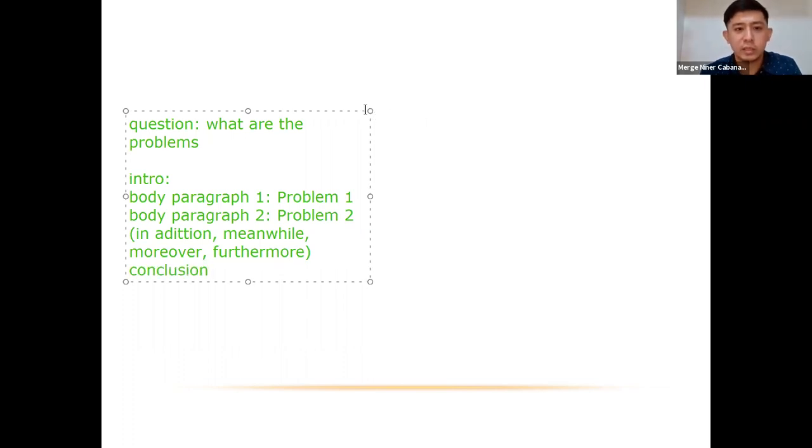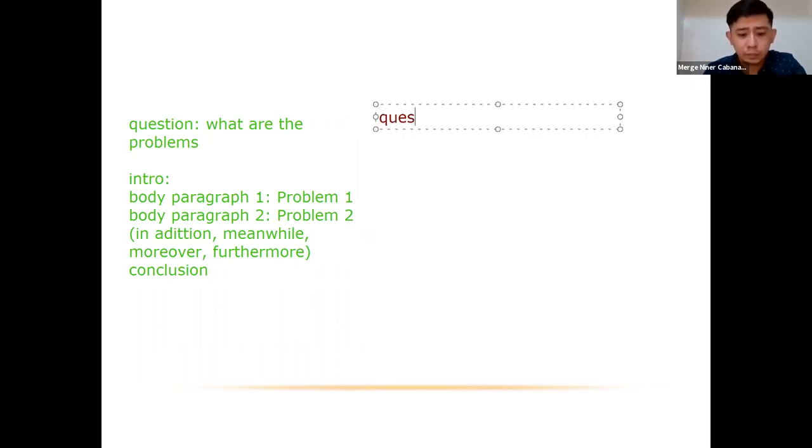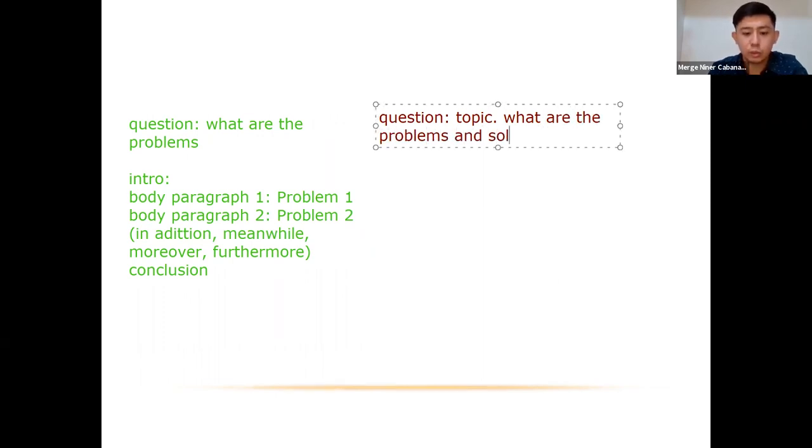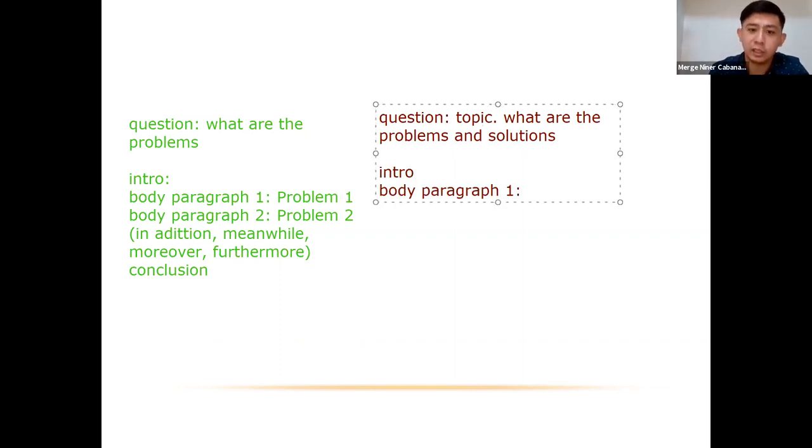Now, what if your question is like this? Your question, there's a topic, and then what are the problems? And solution. Okay, so that's how you're going to make the essay for this one. So you have obviously your introduction, you have your body paragraph one that contains the problem. I can also add another problem.